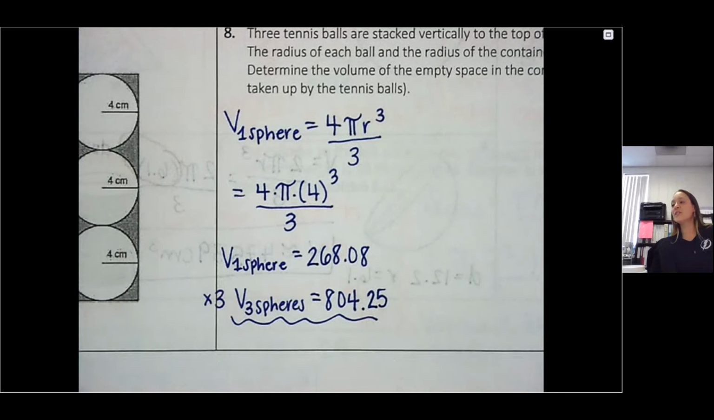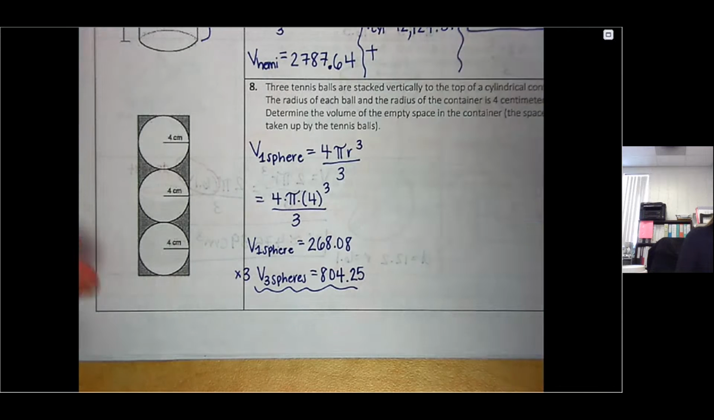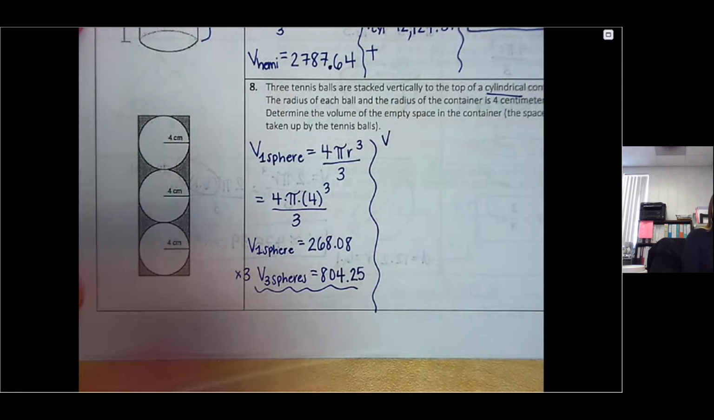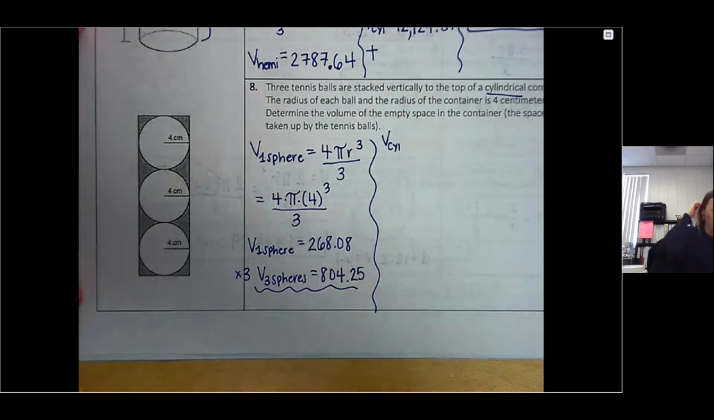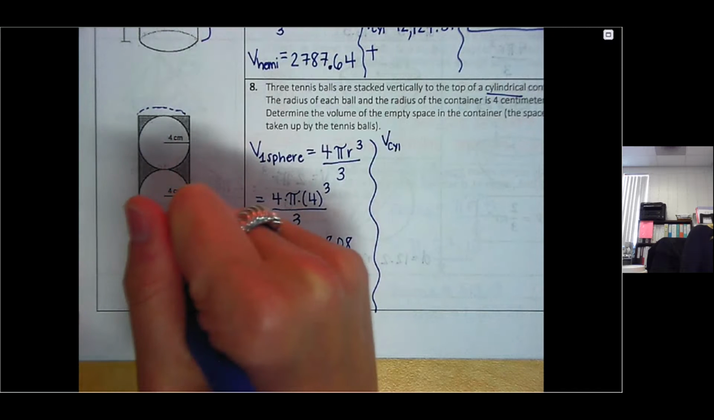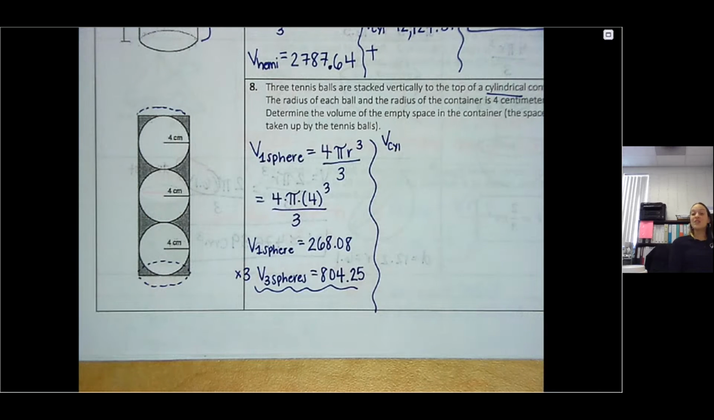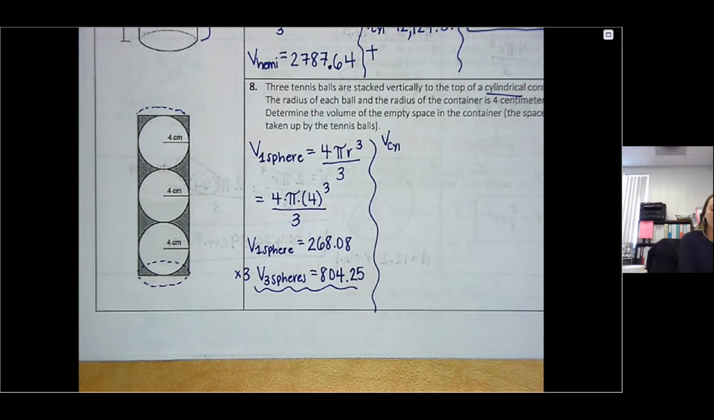Okay, that's 3 spheres. Now, you still need to figure out the volume of the whole container, the cylinder. It says cylindrical. Use your context clues. It says a cylindrical container. Right, it literally says the word cylinder there, and you can assume that because I'm telling it to you. Okay, now, we gotta finish up.